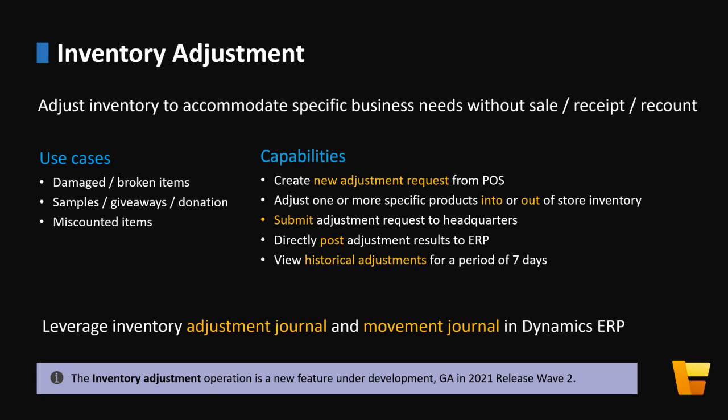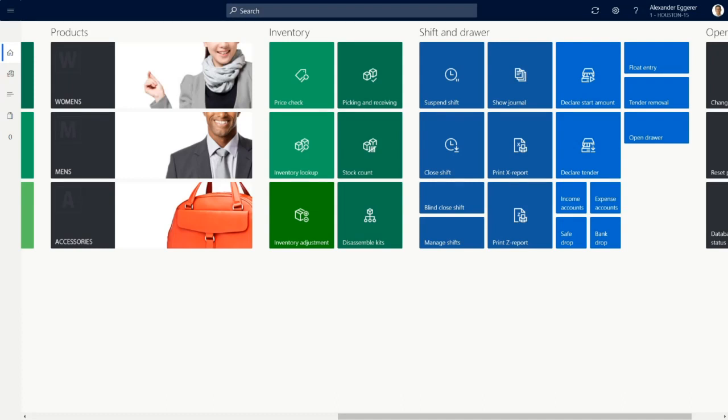I want to mention that this operation is a new feature that is still under development at this moment. We are expecting to make this operation generally available in 2021 release wave 2. Now I will roll a preview video to demo this operation. In this demo, I will cover how to use the inventory adjustment operation to perform ad hoc adjustment of product inventory in the store warehouse.